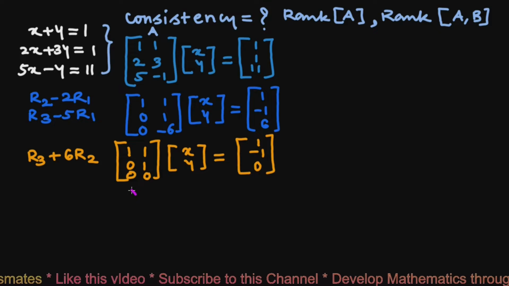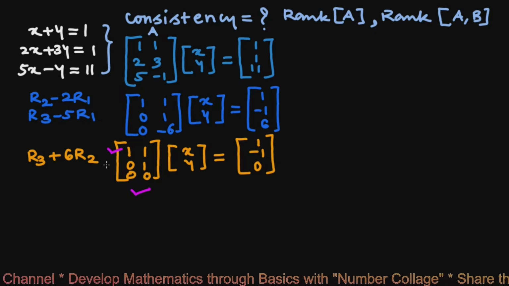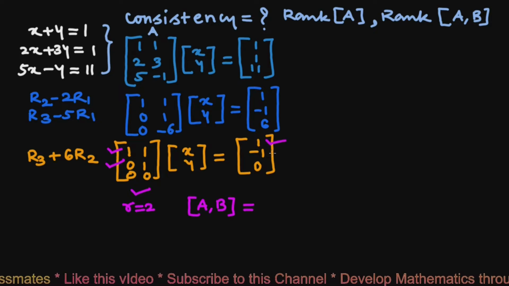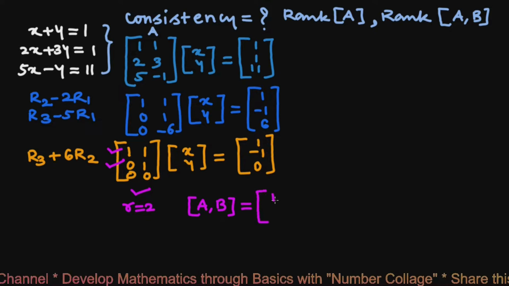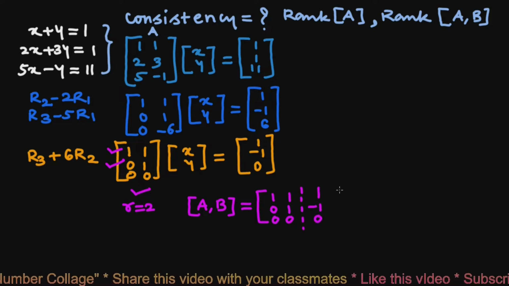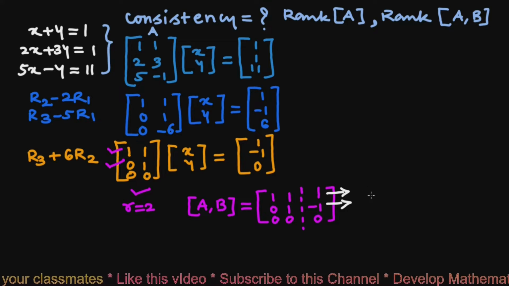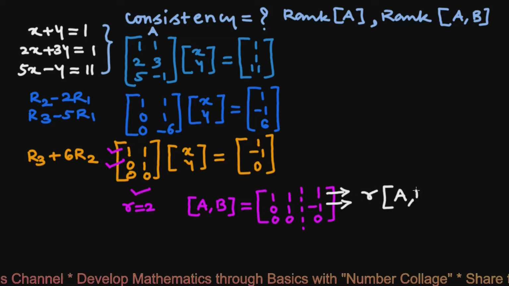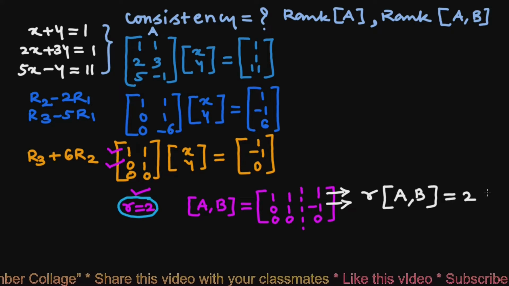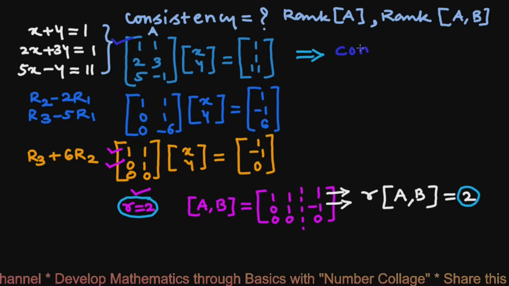Now this is the row echelon form of matrix A. The number of non-zero rows in this matrix is 2, so its rank is 2. Here the augmented matrix is 1 1 0, 1 0 0, 1 minus 1 0. Here the number of non-zero rows is 2, hence the rank of augmented matrix A comma B is also 2. Since these two ranks are same, it implies that these equations are consistent.